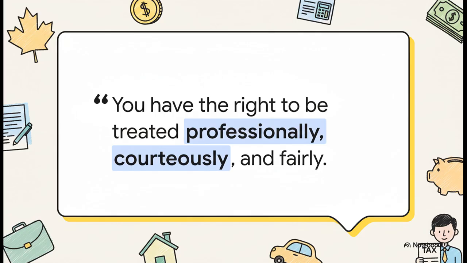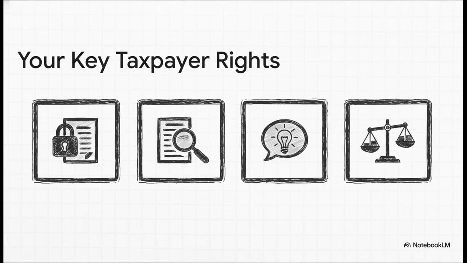Now, this next part is really important. Your relationship with the Canada Revenue Agency, the CRA, it's not a one-way street. There's something called the Taxpayer Bill of Rights, and it exists specifically to protect you. It all starts with a fundamental promise. You have the right to be treated professionally, courteously, and fairly. Period. And these aren't just vague ideas. They're very specific rights. For example, your financial info has to be kept private and confidential. If you ever disagree with a decision the CRA makes, you have the right to a formal review and an appeal. You also have the right to get information that's complete, accurate, and clear.